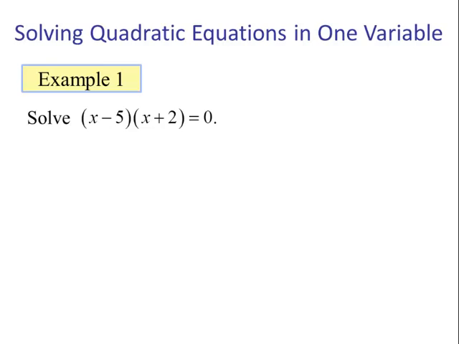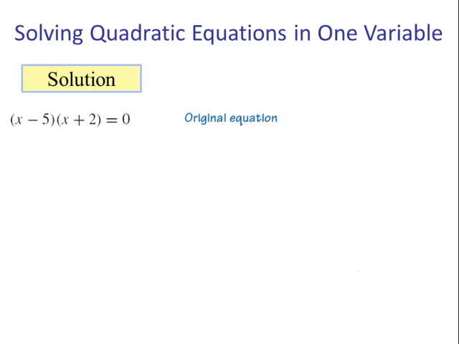Example 1. Solve (x - 5)(x + 2) = 0. Solution. We have the original equation. This is a product: this binomial times this binomial equals 0. So from the zero product property, either this binomial is 0 or this binomial is 0. Next, we take each binomial, set it equal to 0, and solve.